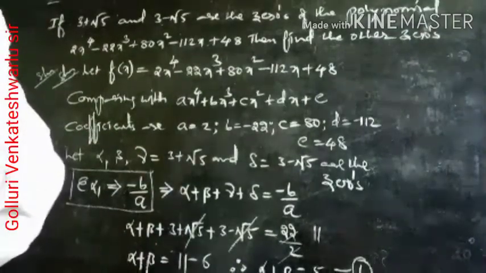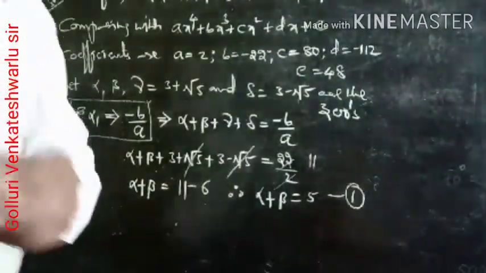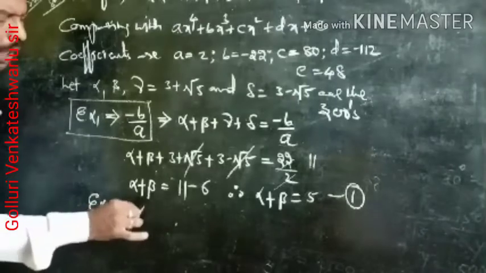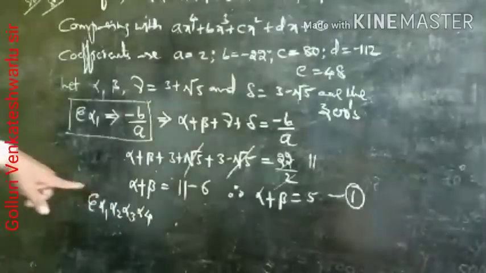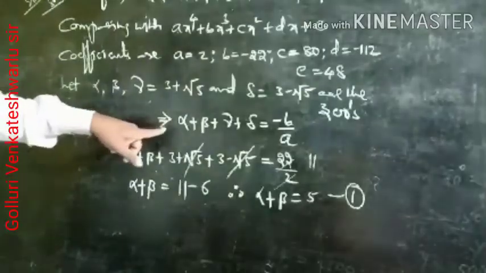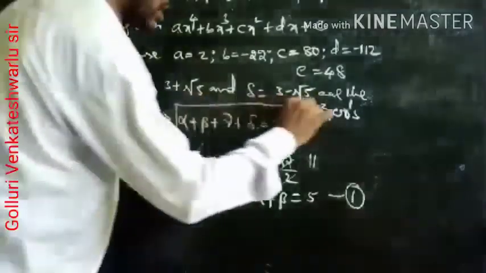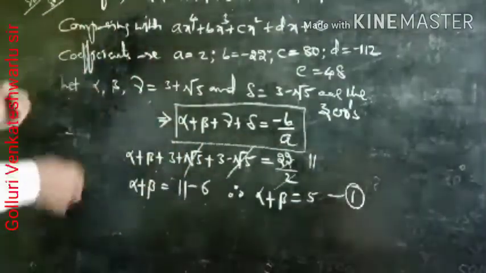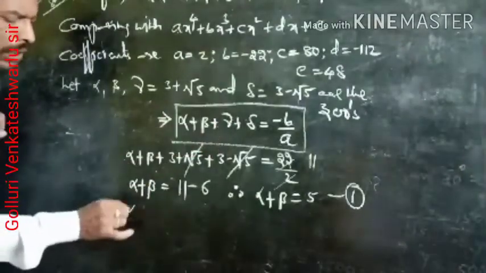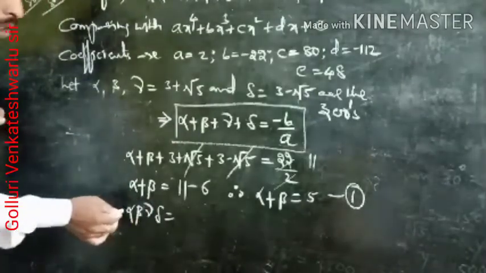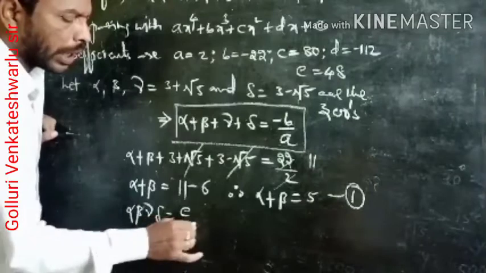Again, what about the next condition? Next condition, look at here. The sum of zeros is minus b by a. This is the first relation between zeros and coefficients. Another relation between zeros and coefficients is the product of zeros, alpha beta gamma delta. The product of zeros will be equal to e by a.